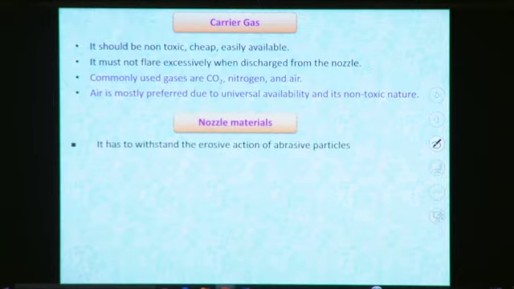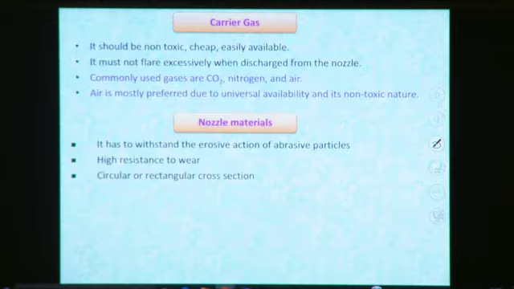Now the nozzle material. This nozzle also should withstand the erosive action of these abrasive particles, because this high velocity jet of abrasives is also impinging on the side of the nozzle. After some time it will wear out. So this nozzle has a certain life, and the nozzle material should have high resistance to wear.